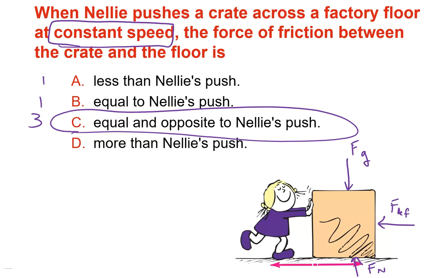Force normal. And then there's one more force here, the obvious one, hers. I'm going to put P for push. I said it's your choice what symbols you use. You might want to put F sub n for Nellie, but we already have F sub n for normal. So I chose P for push person.